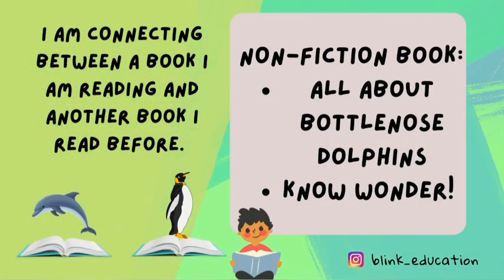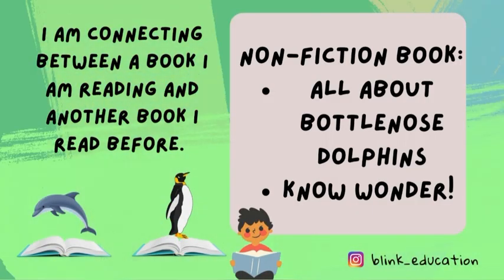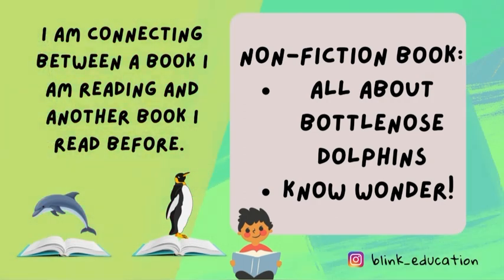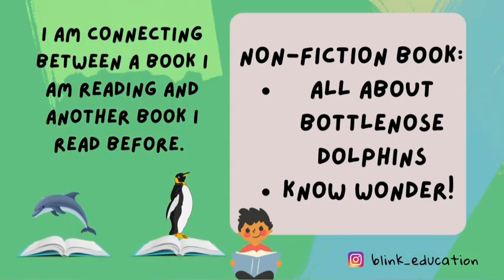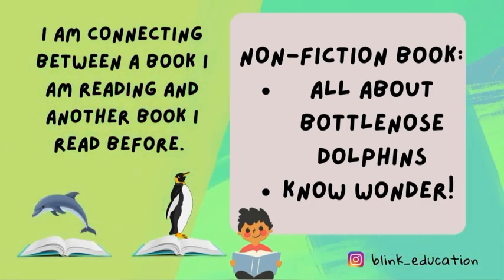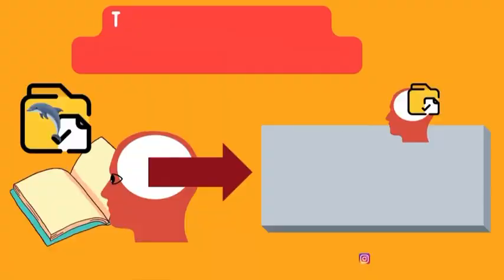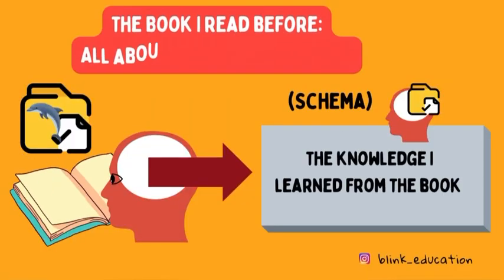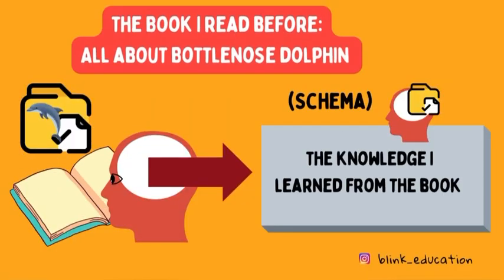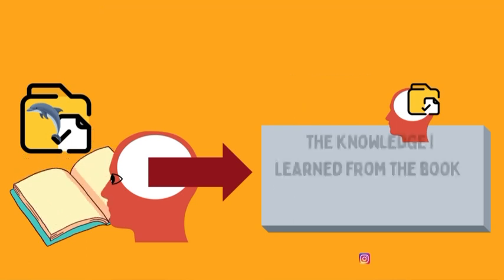I am connecting between a book I am reading and another book I read before. Here are the two non-fiction books. The first one is All About Bottlenose Dolphins. That's what I'm reading now. The second one is No Wonder About Penguins, which I read before. The book I read before, All About Bottlenose Dolphins, I will show you the knowledge I learned from the book, which is why it's called schema.